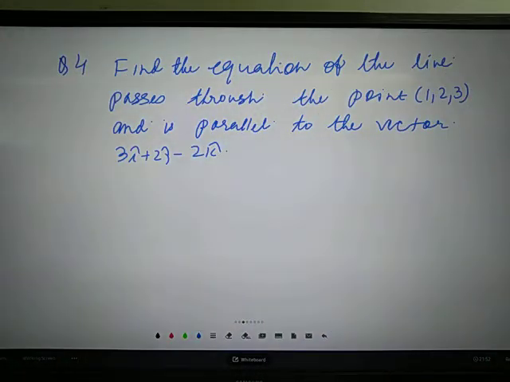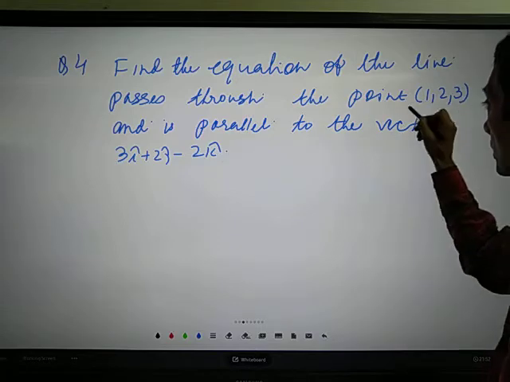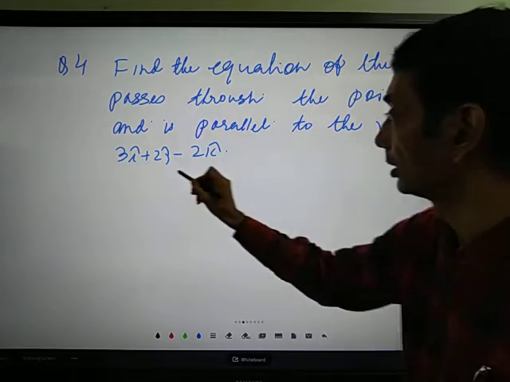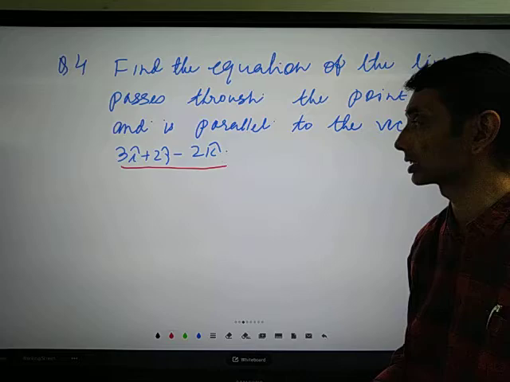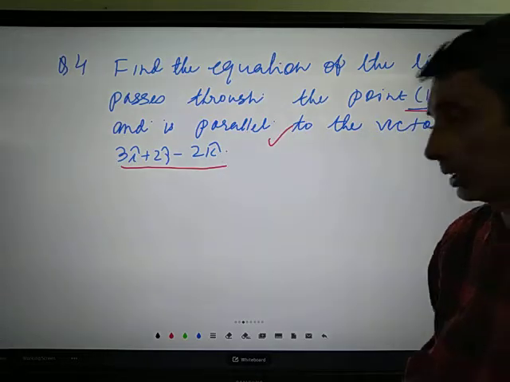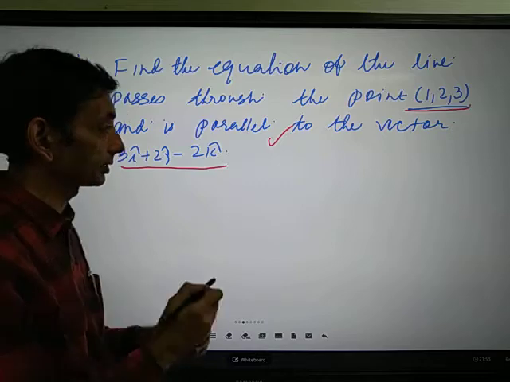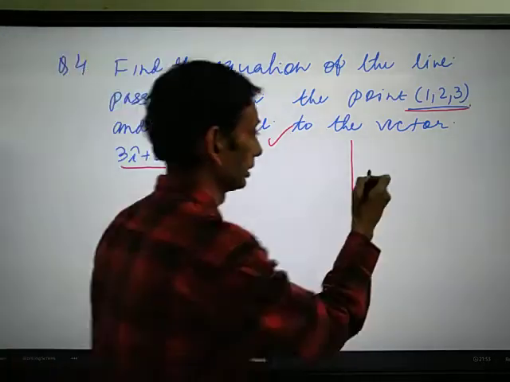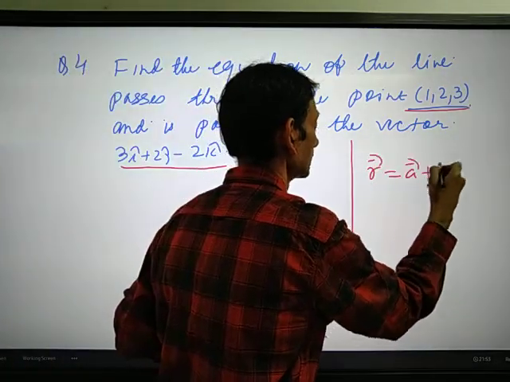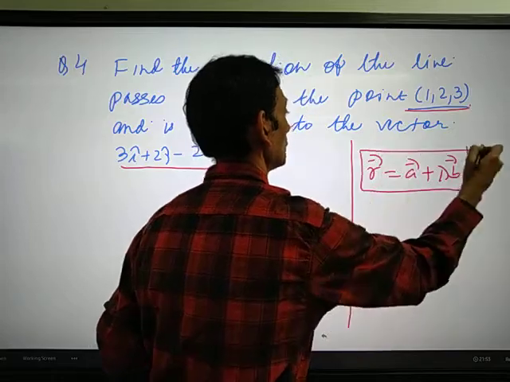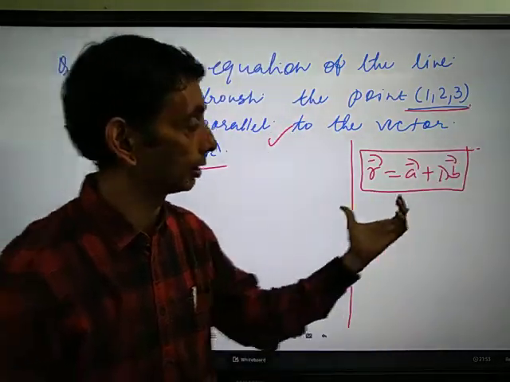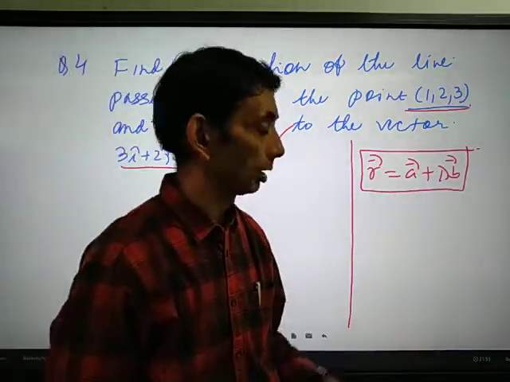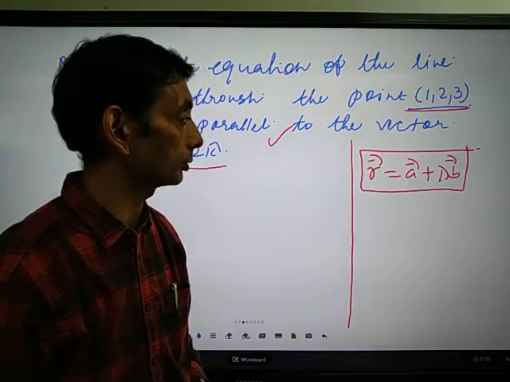Find the equation of the line that passes through the point 1, 2, 3 and is parallel to the vector 3i cap plus 2j cap minus 2k cap. This is directly given from the theory that we did in the last class. Recall that the equation of a line passing through a point and parallel to a vector is given by r equal to a plus lambda b. If you have not seen the previous video, please go through video 3 on my channel, where we have done the derivations for both vector and Cartesian form.